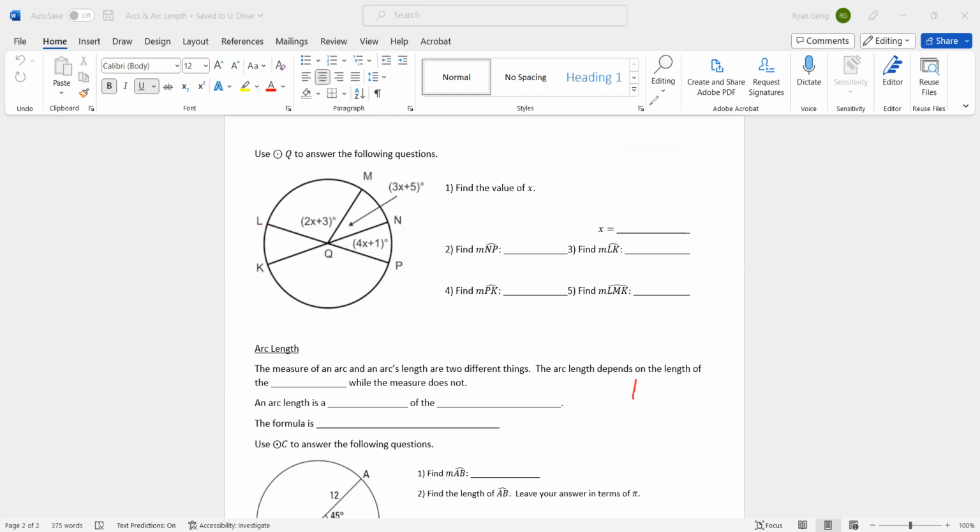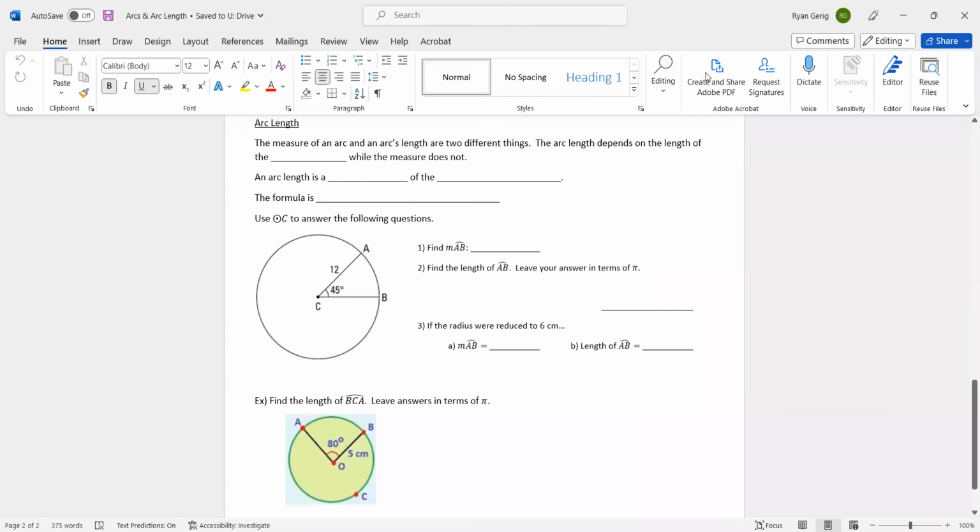Arc length is slightly different. The measure of an arc and an arc's length are 2 different things. The arc length depends on the length of the radius. Notice how what we just got done doing, there was no measurement other than angles that we dealt with. There was no length involved. It was just measures of angles. Now we have to take into account the radius.